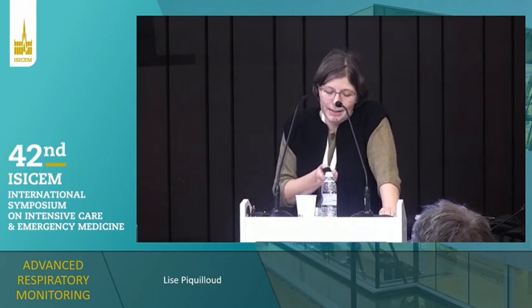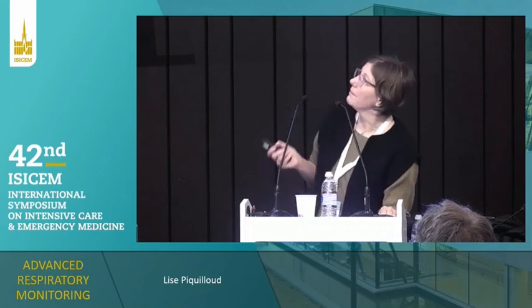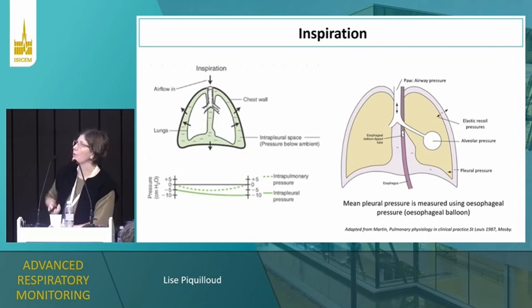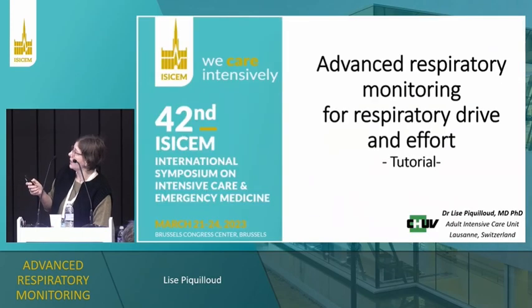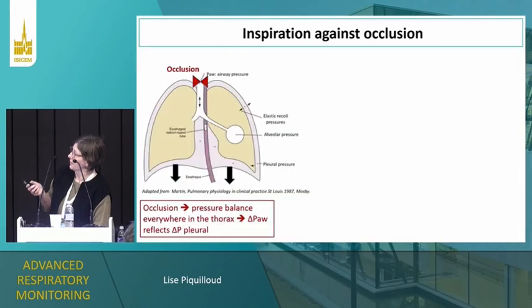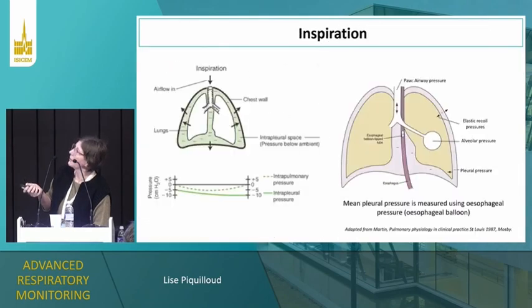Because why is this P0.1 of interest? Here you have inspiration and the physiology of inspiration. Then you have the inspiratory muscle contraction that decreases pleural pressure and alveolar pressure. And you can see here that you have a decrease in pleural pressure during inspiration.